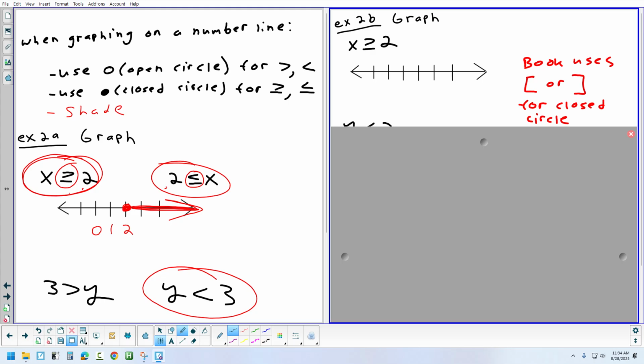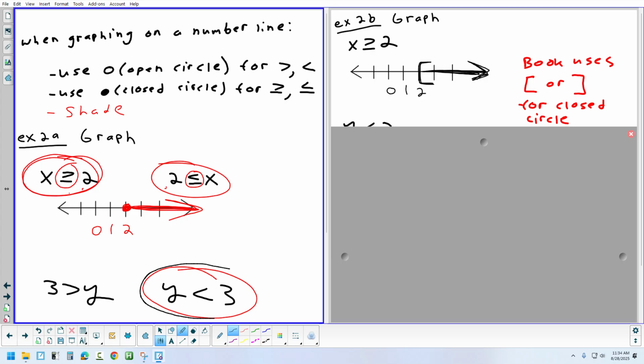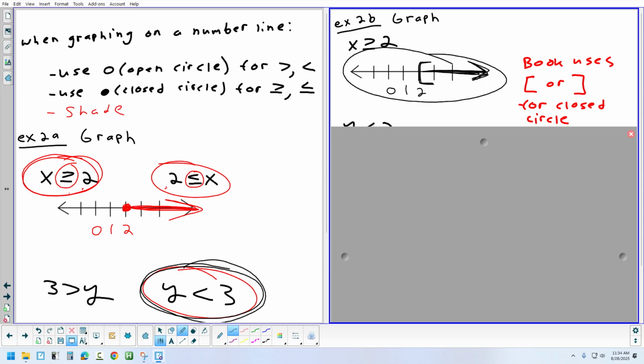All right. So if I was doing this one, I would put a bracket just like that on the number 2, and then I would shade to the right. And the reason it's kind of a good idea to start thinking about it in terms of a bracket is because eventually this is one way to write an answer. That's called an inequality. This is a second way to write an answer. That's called a graph. The third way to write this answer would be like this. That is called set notation.